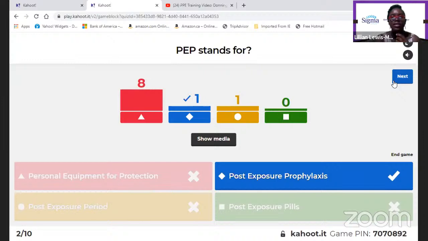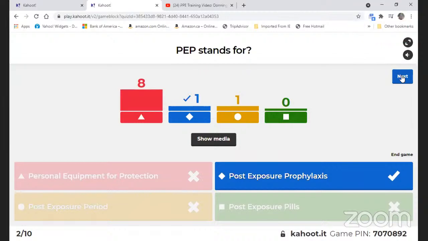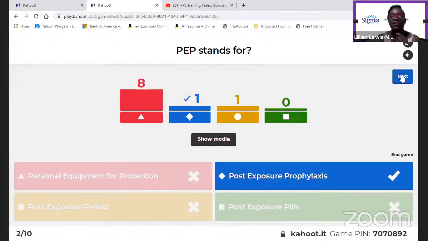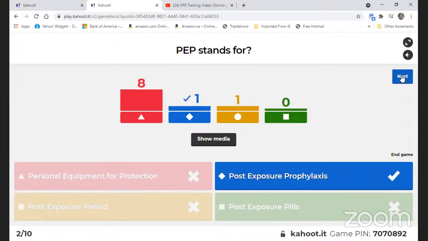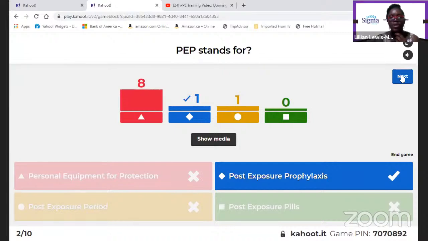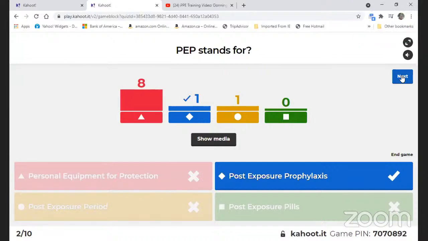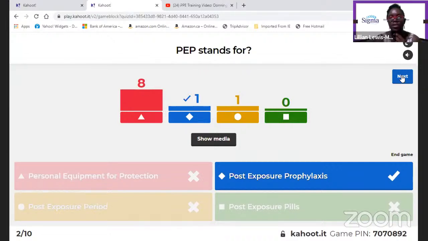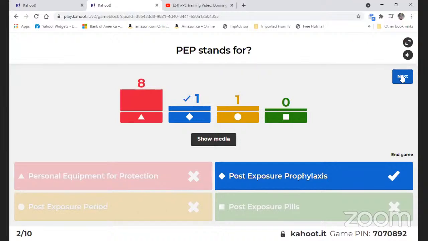What were the answers on the chat? In the chat, we have post-exposure prophylaxis. Midwife Rochelle Rochester said the first one, and 3 people said the first one. Personal equipment for protection, so that would have been incorrect. The post-exposure prophylaxis is what PEP stands for. All right. Let's see who is leading again.